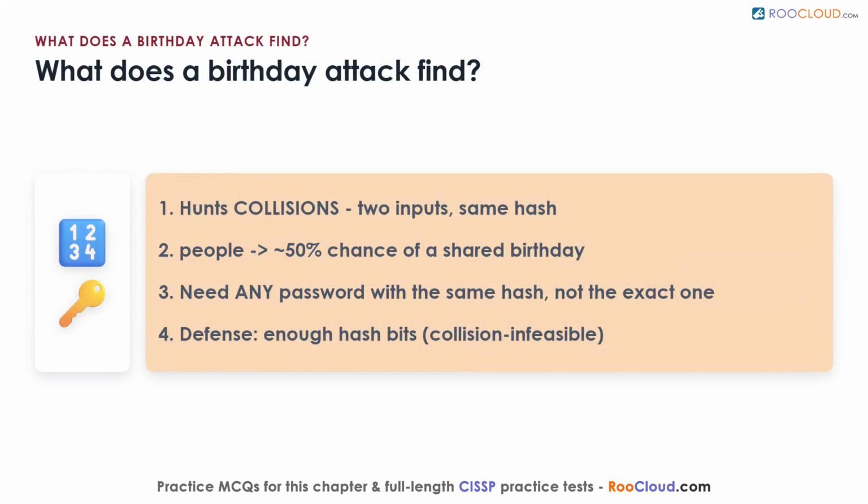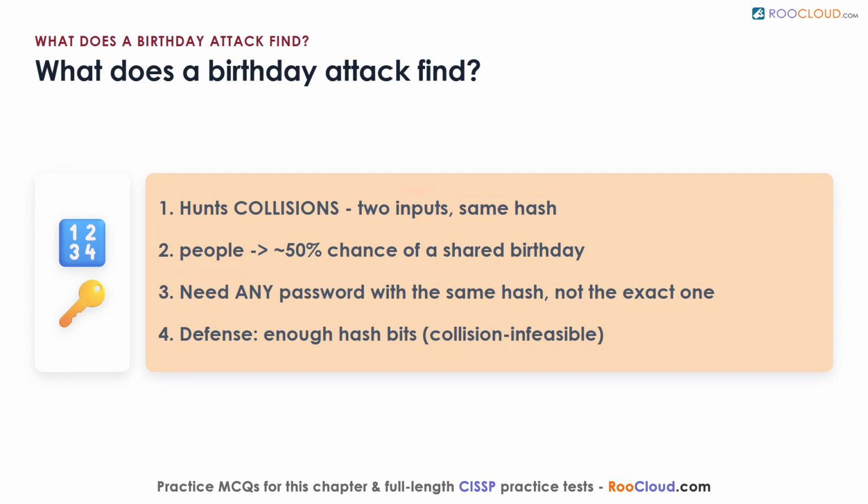Now, a clever attack rooted in math. What is a birthday attack really finding? It hunts for collisions, two different inputs that produce the same hash. The name comes from a surprising statistic. In a room of just 23 people, there is roughly a 50% chance 2 of them share a birthday. Collisions are far more likely than intuition suggests.